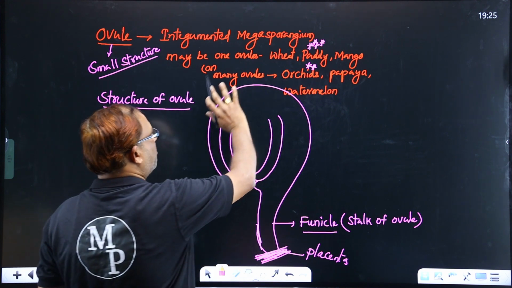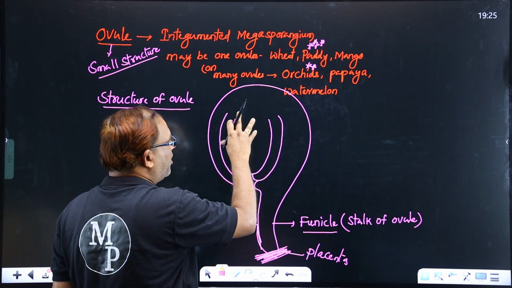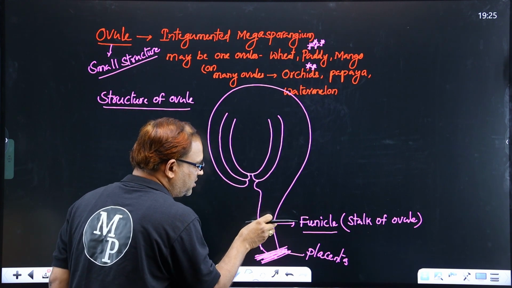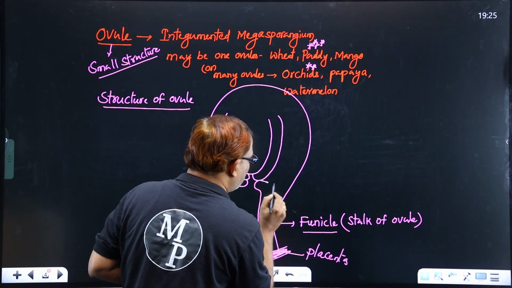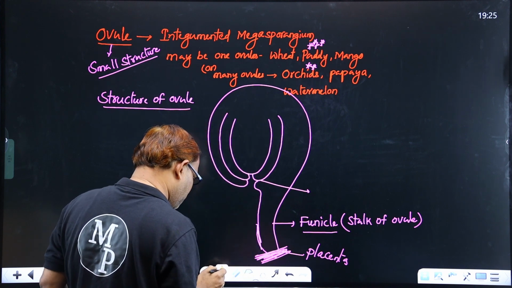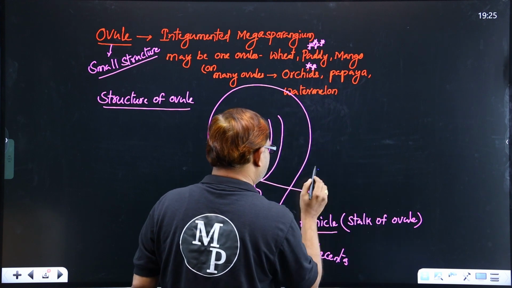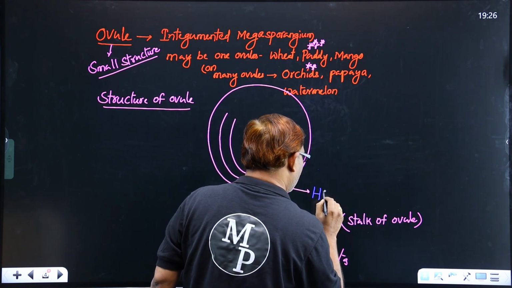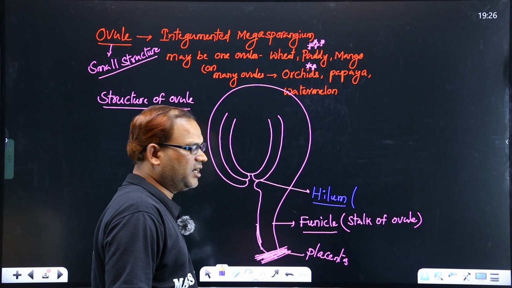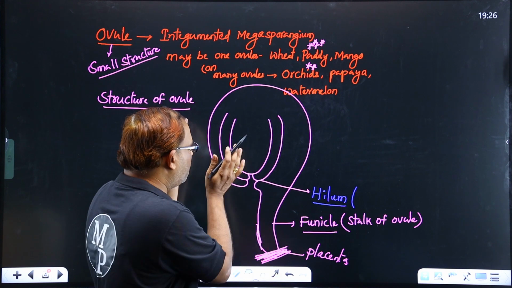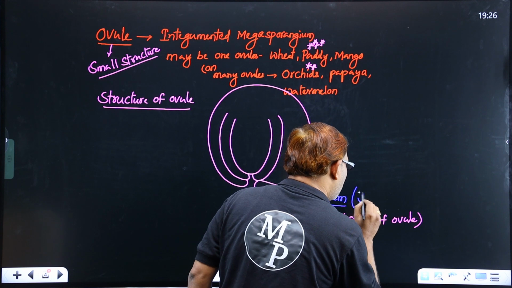Next, this is the body of the ovule, the complete portion. Then this one is the stalk of the ovule. The portion where both fuse is called the hilum. Very important. Hilum represents the junction between the body of the ovule and the funicle.